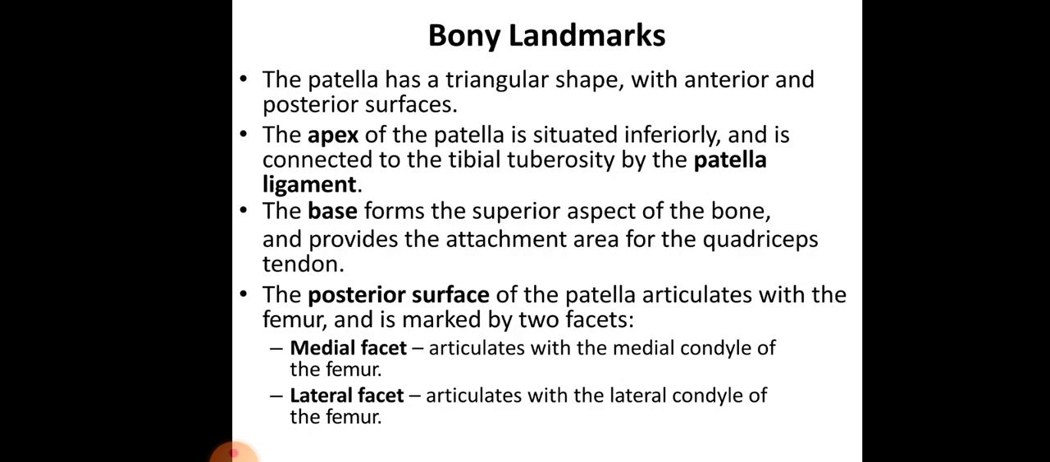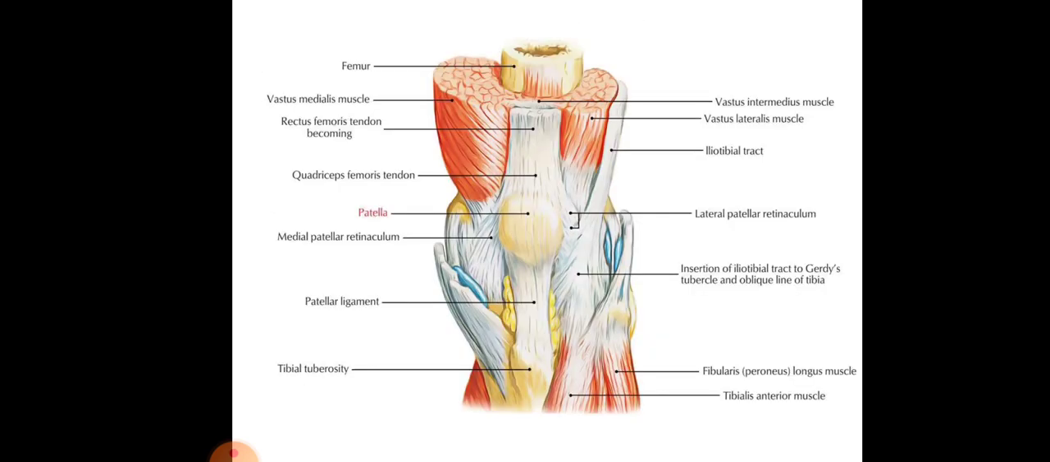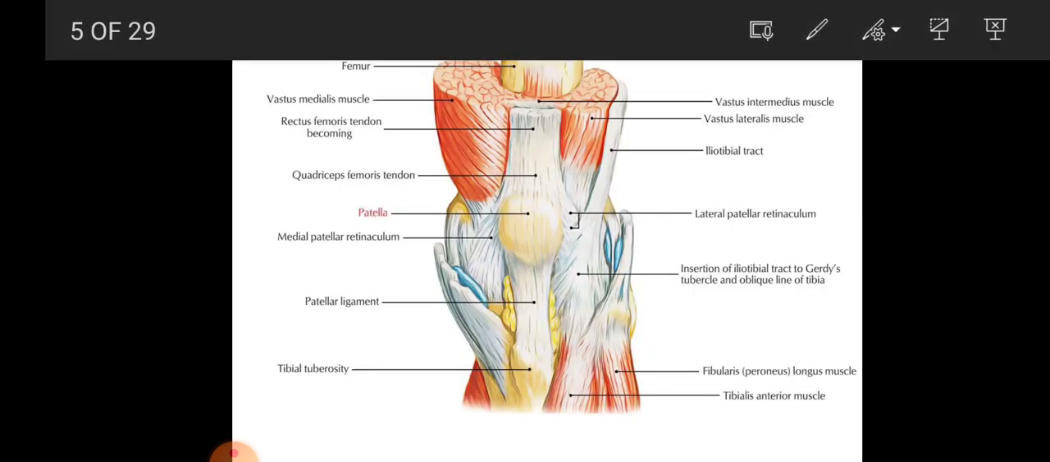Now the bony landmarks. The patella is triangular in shape. It has anterior and posterior surfaces. The apex of the patella is situated inferiorly and is connected to the tibial tuberosity by the patellar ligament. So here we can see the patellar ligament. It is the apex of the patella and it is the patellar ligament. Because of this, it is attached to the tibial tuberosity.